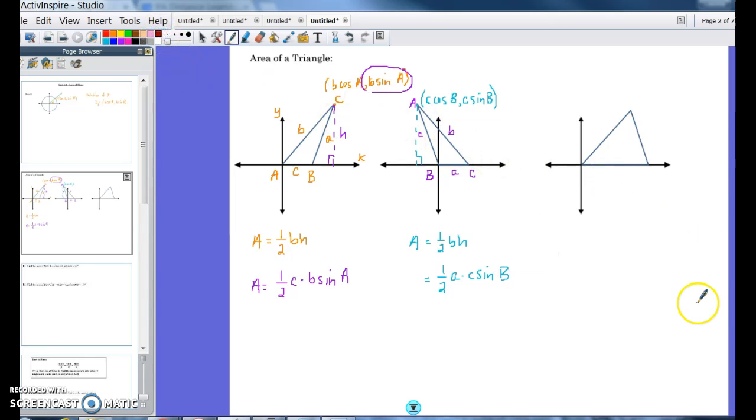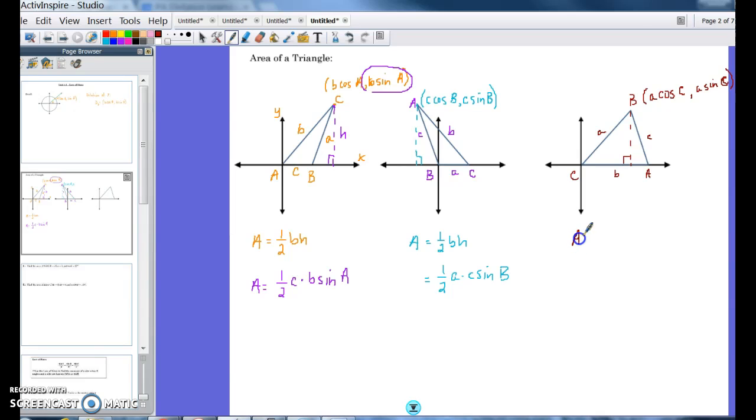Okay, let's look at our last triangle. If this is C here, if this is A, and this is B, then this side would be little a, this side would be little b, this side would be little c. And in this case, your height is actually inside your triangle. And the coordinates of this point B are going to be A, because that's your distance from the origin, times the cosine of angle C, that's the angle at the origin, times A sine of C.